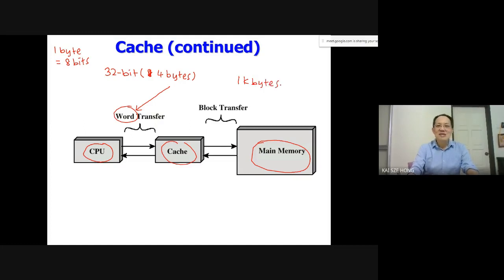Something very strange about computers: let's say you have 1K bytes, it's actually 1024 bytes, not 1,000 bytes. If people ask you what 1 kilobyte is, it's actually 1024 bytes, equivalent to 2 to the power of 10. So 1024 bytes is one block. Sometimes it might be a different size.